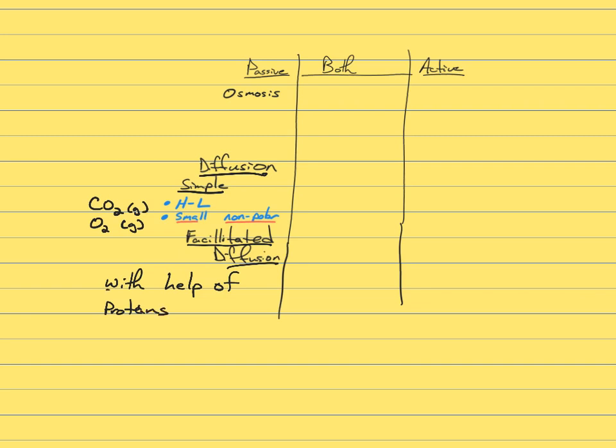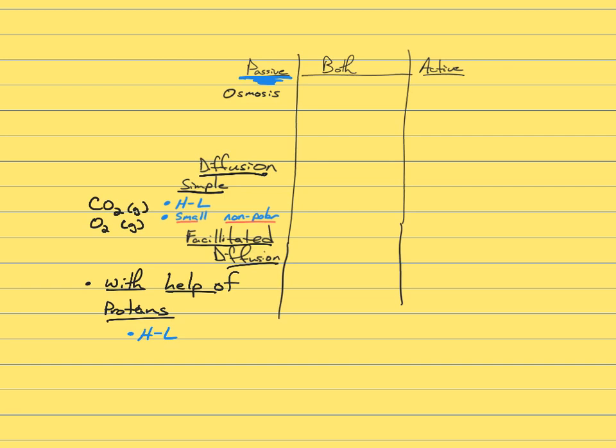What kinds of things move with the help of proteins? Anything, really. Obviously some things are so big that they have to actually be engulfed through phagocytosis, right? But if things are going to move across the membrane with help, that could be anything. Of course, you're still going from high to low. Why are we still going from high to low? Because it's passive. That's what passive means, right? That means if you're going from high to low, you don't need any extra energy.